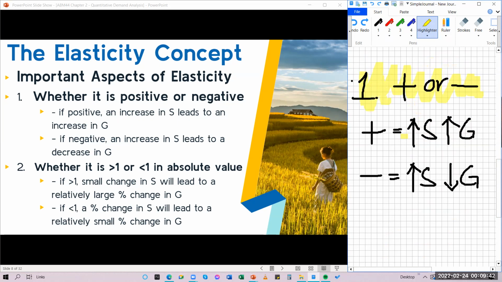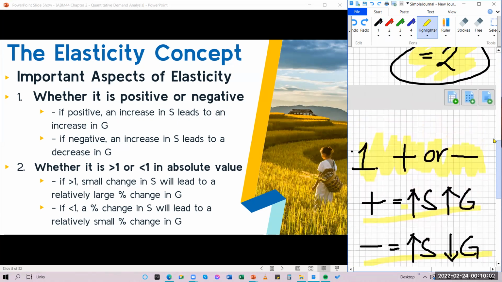Okay, the first one would be whether it is a positive or a negative. As you can see, in a positive relationship, both would increase, and likewise both would decrease. It is negative if there's an increase in your studying and a decrease in your grade. So, let's look at our first example.